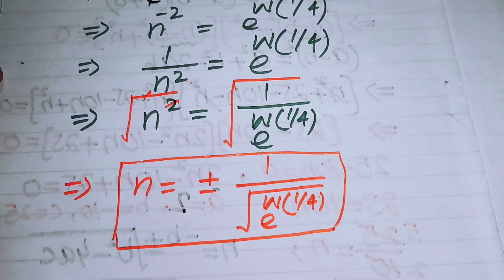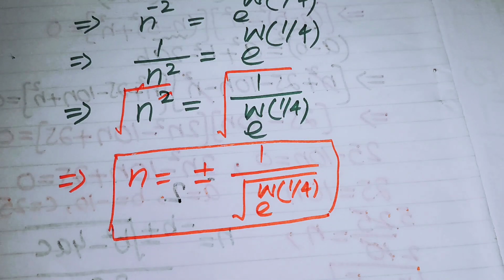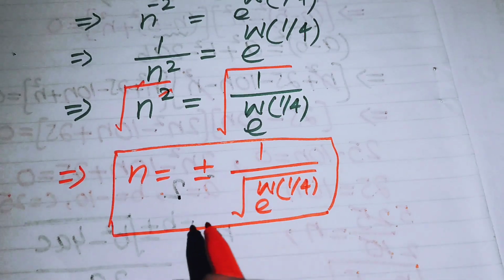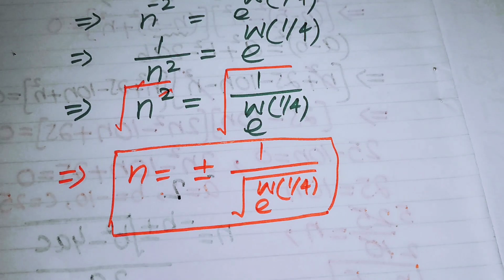If you want to see the exact solution of the right hand side, then you can use Wolfram Alpha to get the exact numerical solution.